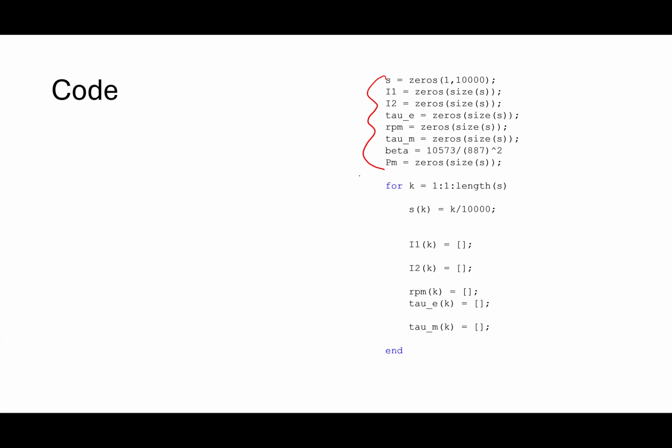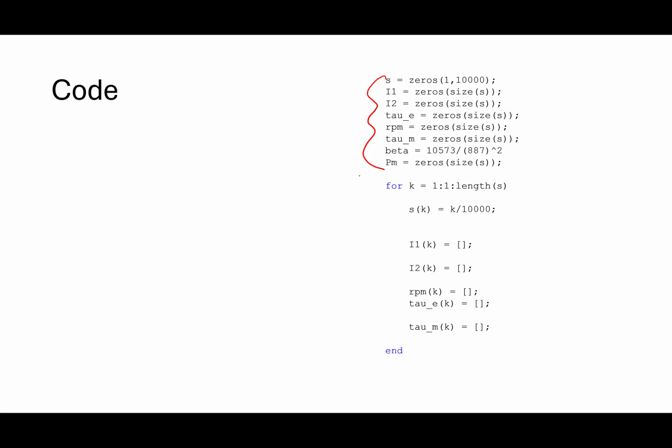You know enough MATLAB to know this. Variables with values, while also making it so it will have a number that will go into it. Making arrays of zeros. I'm initializing the variables to zeros, right? I'm creating an S vector, that's slip. An I1 vector, that's I1. I2 vector, tau electrical, RPM, tau M.